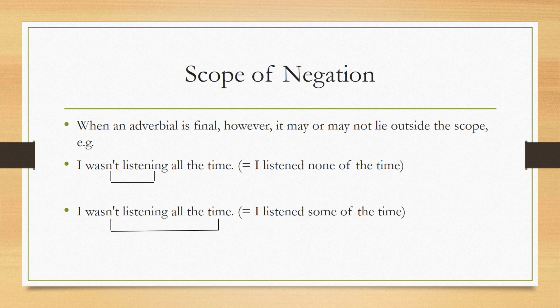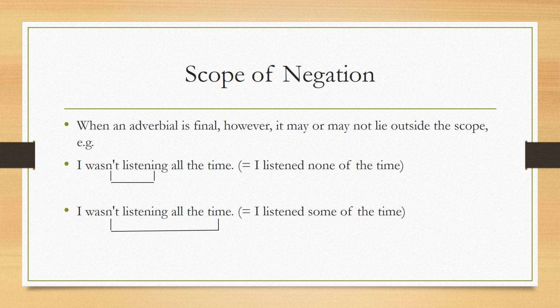For example, "I wasn't listening all the time." This sentence can have two different meanings, according to where your scope of negation starts and stops. If it starts from "not" to "listening", keeping "all the time" outside the scope of negation, then "all the time" is positive. So the meaning of the sentence is: I listened none of the time. I didn't listen at all. Is it clear?